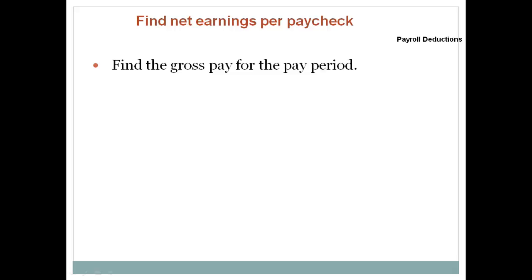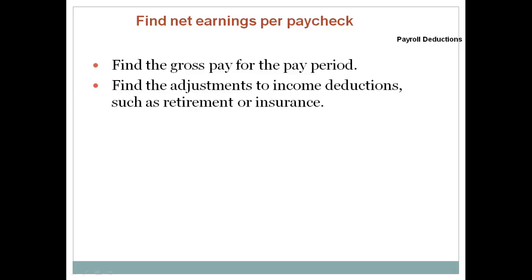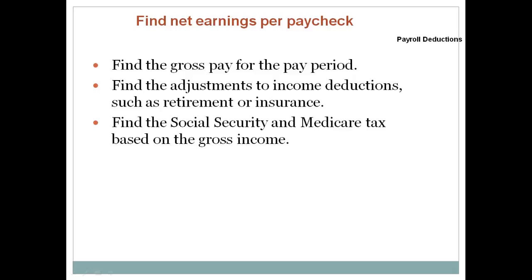Find the net earnings per paycheck. So the first thing is find the gross pay for the pay period. That was what we did in section 9.1, based on how you're paid. And then find the adjustments to the income, deductions such as retirement or insurance. Then find Social Security and Medicare tax based on gross income.